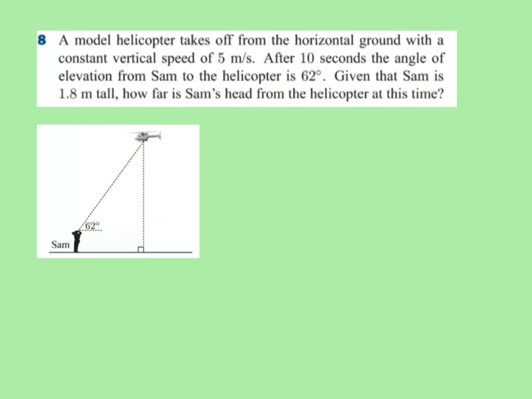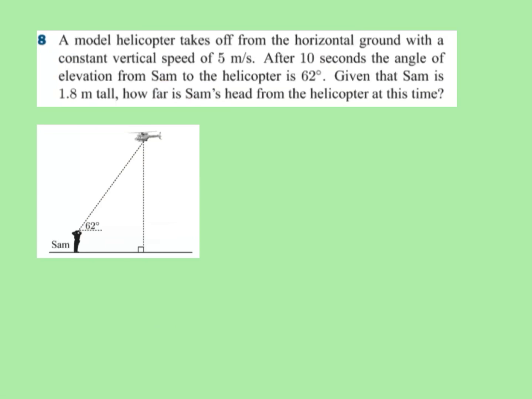Okay, last one. Stop your video and have a go. Okay, a model helicopter takes off from the horizontal ground with a constant vertical speed of 5 meters per second. After 10 seconds, the angle of elevation from Sam to the helicopter is 62 degrees. Given that Sam is 1.8 meters tall, how far is Sam's head from the helicopter at this time?